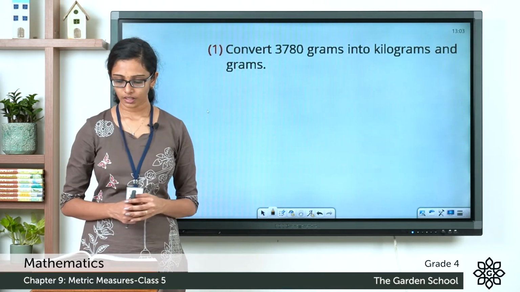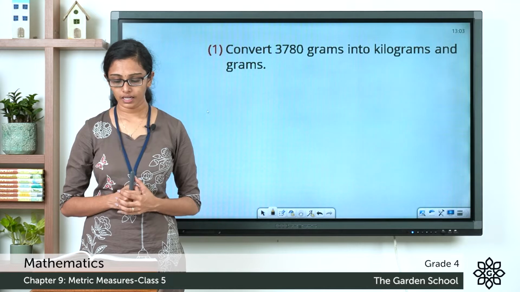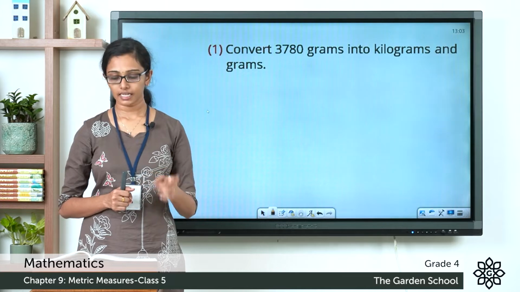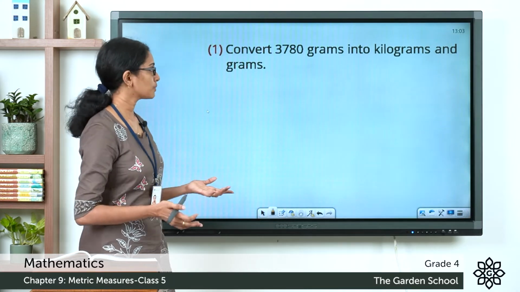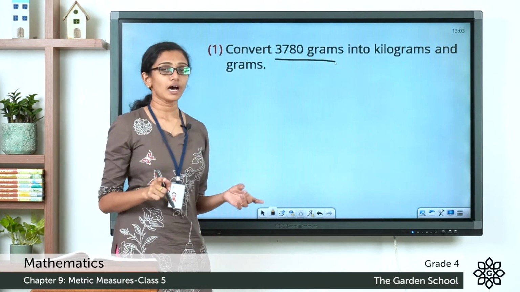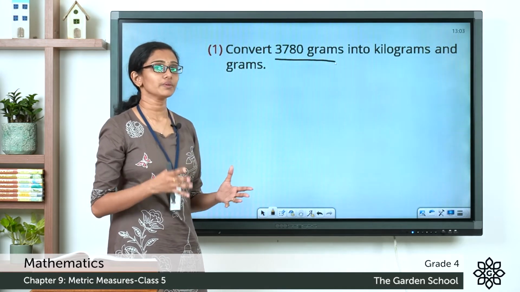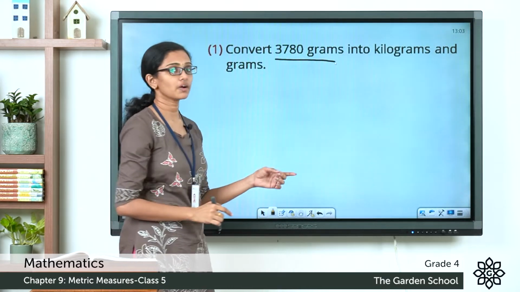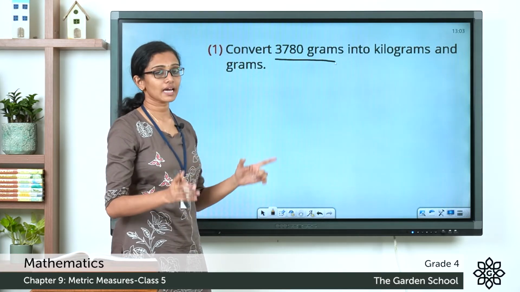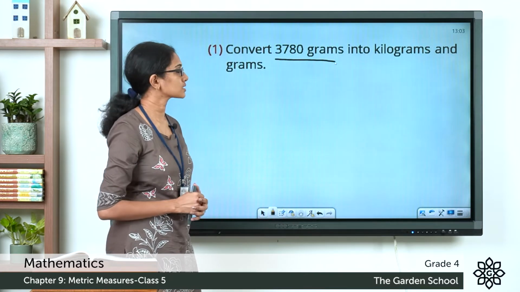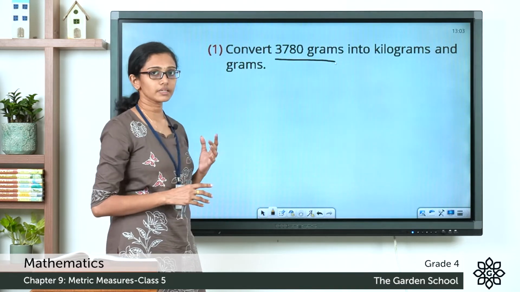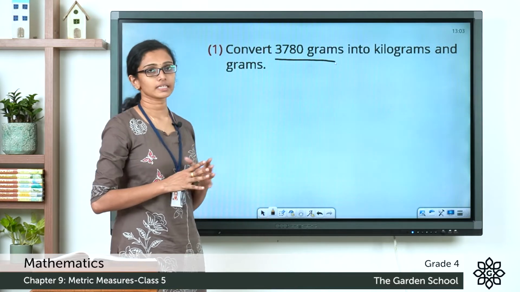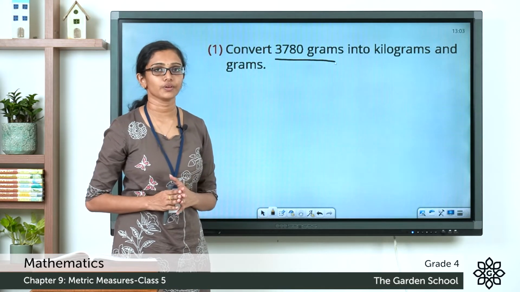Now let's move on to the questions one by one. The first question is from your textbook, page number 131. Convert 3780 grams into kilograms and grams. So you are given a measurement in terms of grams. You are asked to convert that into a combination of equivalent kilograms and grams. Now look at the question. So when you're given a conversion question like this, the first thing you can do is to split the given measurement so that the conversion will be easier for you.